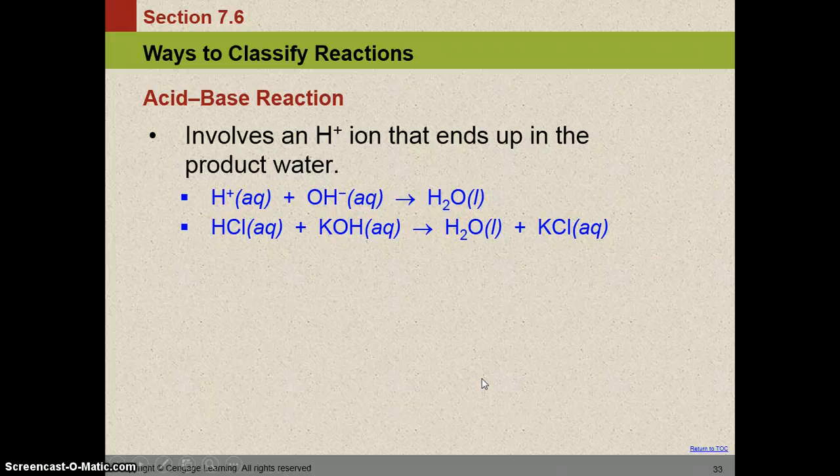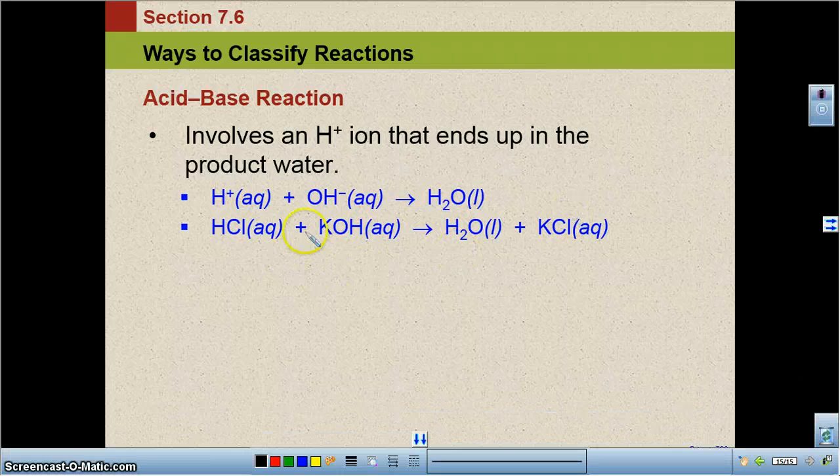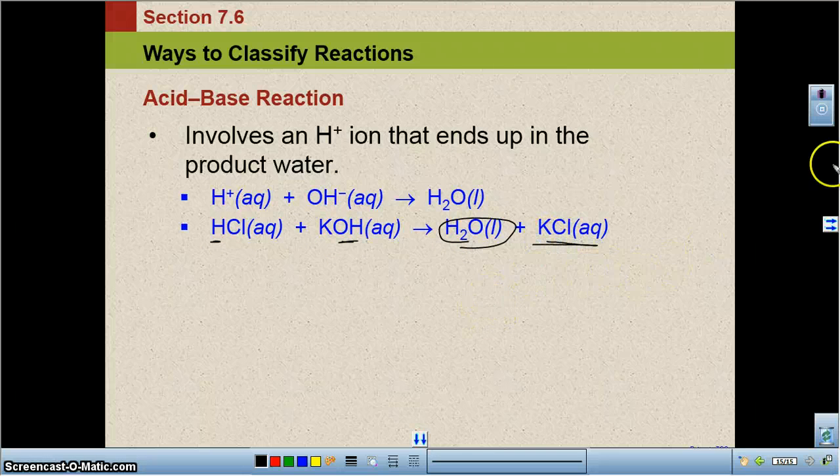Acid-base reactions. We have a net ionic equation for an acid-base reaction that is always H+ plus OH- yields H2O liquid. So our overall reaction, not our net ionic, but our molecular reaction, in this case actually is hydrochloric acid, which is our acid, plus potassium hydroxide, which is our base, and we have liquid water as our product, and a salt, and this salt happens to be potassium chloride. So that's your acid-base reaction.